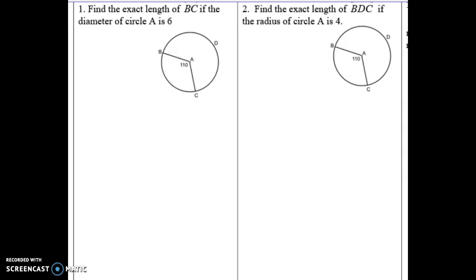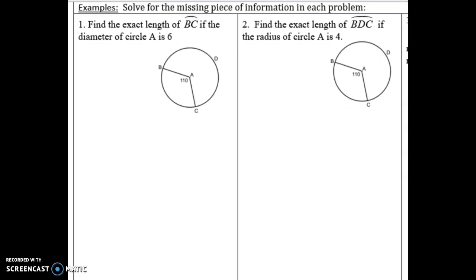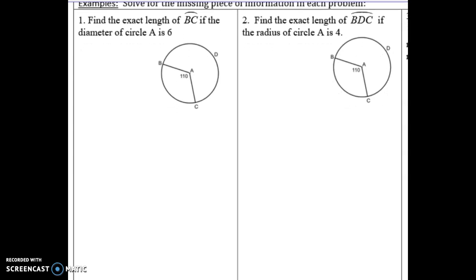Okay, so here are the first two examples, and if we look at number 1, it's saying find the exact length of arc BC. If the diameter of the circle is 6, then we need to find the circumference that we're going to use there. So the circumference would be 6 pi, so keep that in mind.